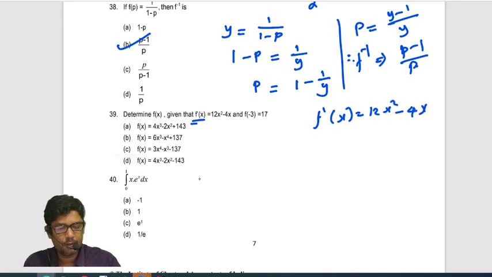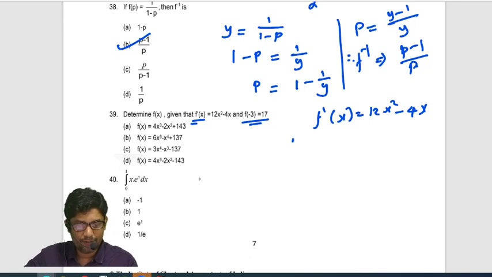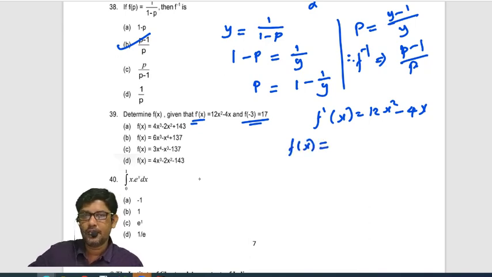The question seems to be wrong. Let it be. Whatever answer I am going to get, that is my answer. So they ask you to find out f of minus 3. For that, first we need to find out f of x. f dash of x stands for what? Derivative of f of x.